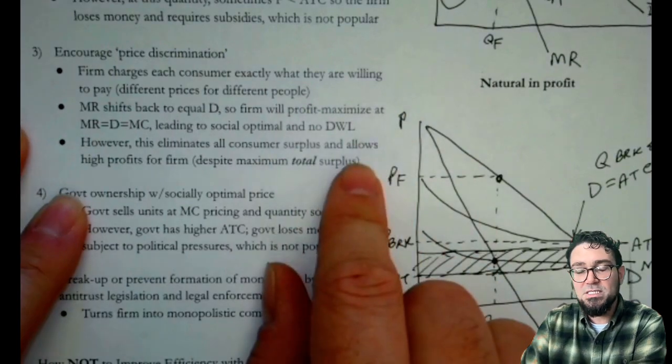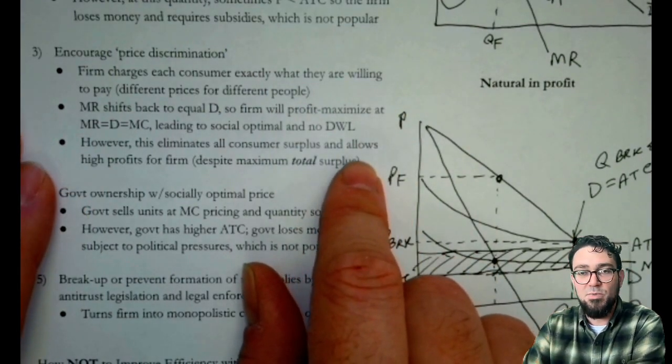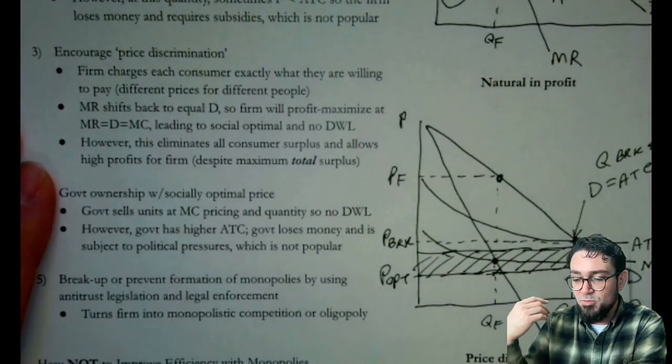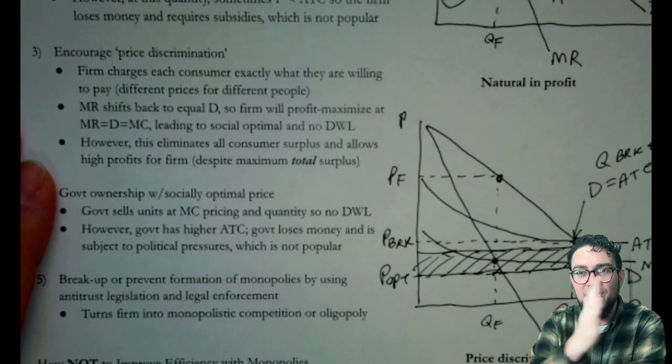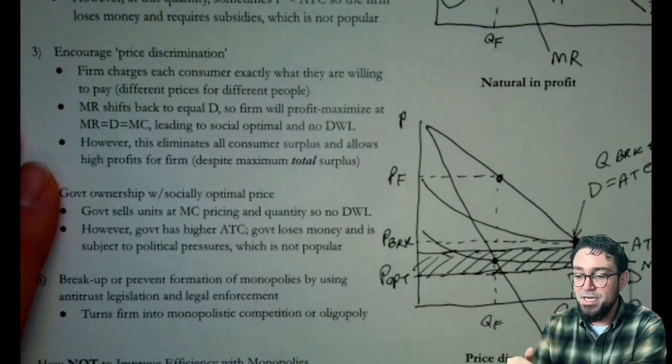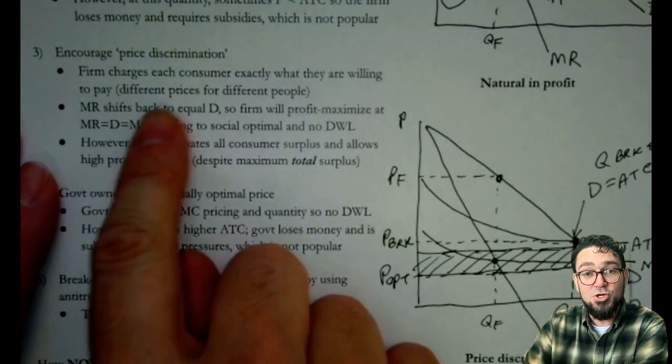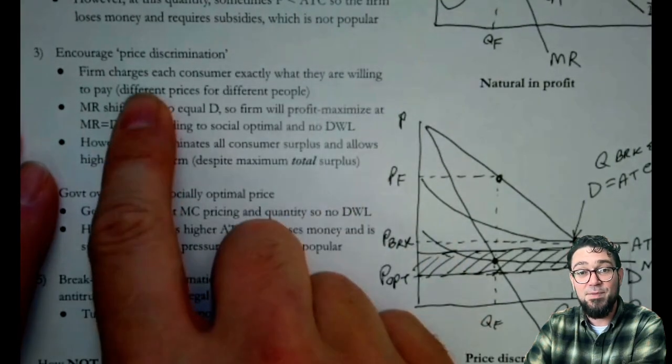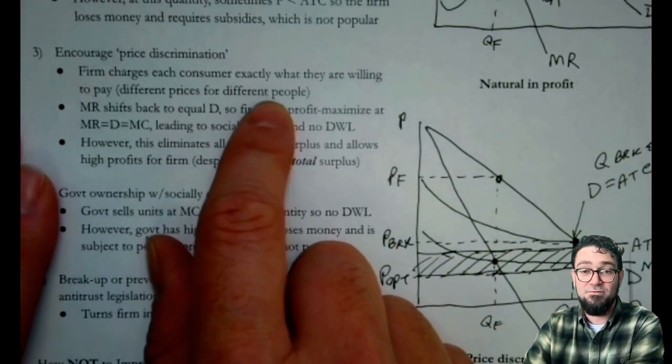And discrimination doesn't necessarily mean that we're choosing based on race or class or gender. What price discrimination means is that we are discriminating. We're choosing between people. We're being a discriminating monopolist. And what that means here is we're charging each customer exactly what they're willing to pay. We're charging different prices for different people.